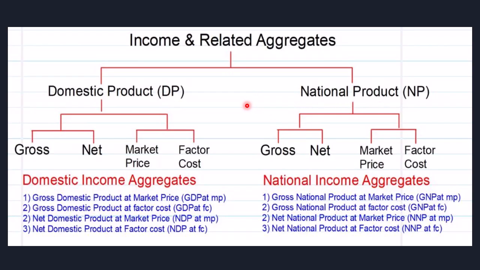So 8 in all, there are 8 aggregates, 4 related to domestic and 4 related to national. So we are starting with GDP MP.